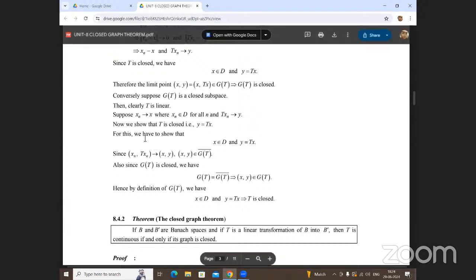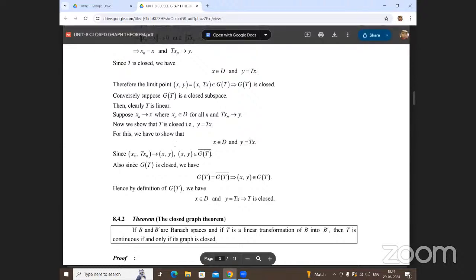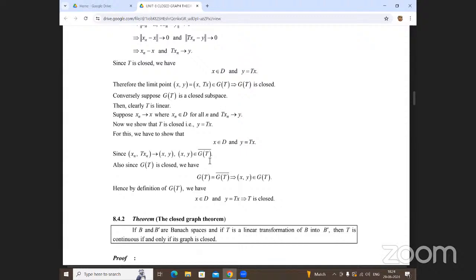So (xn, Txn), that is G of T, converges to (x, y). So simply (x, y) also belongs to the closure of G of T. So G of T is closed. When the ordered pair element is there, that graph is closed. We have G of T equal to the closure of G of T.